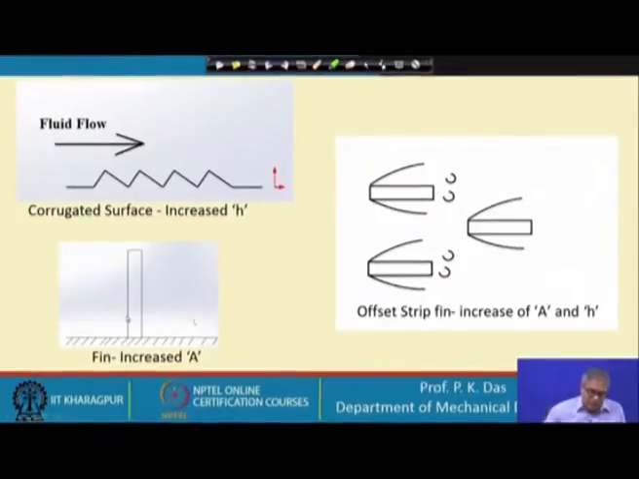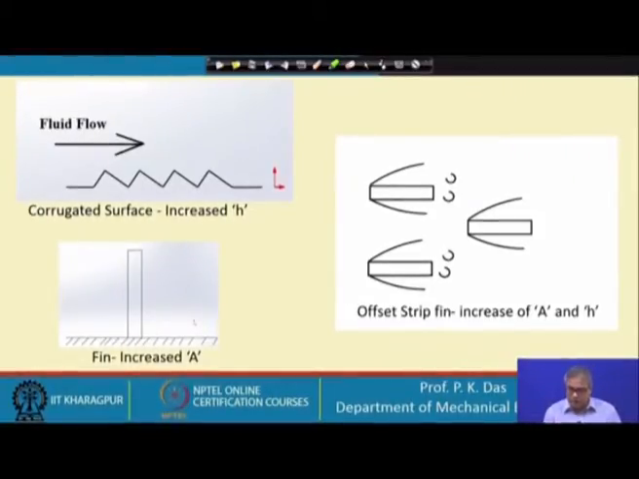Here I have shown one extended surface or fin. Basically it is increasing the surface area, and here there are offset strip fins. So, it is like this, that small fins are placed in a staggered manner in the flow field or in the path of the flow. On the fin there will be boundary layer development, but as the fins are small, the boundary layer cannot develop infinitely and cannot reduce the rate of heat transfer.